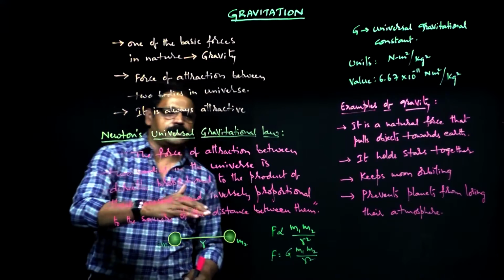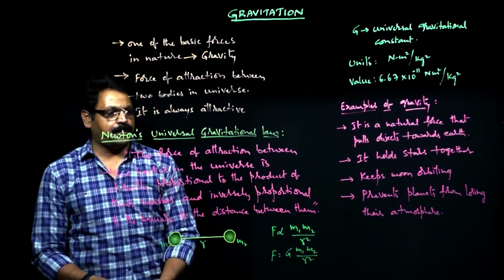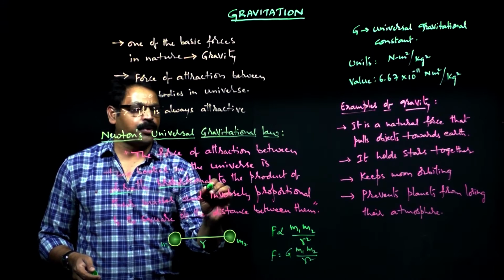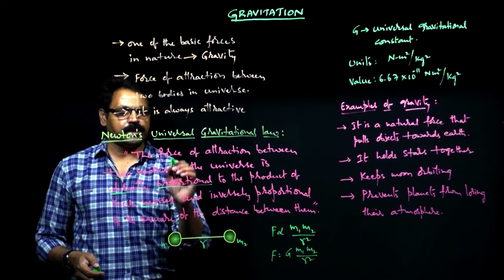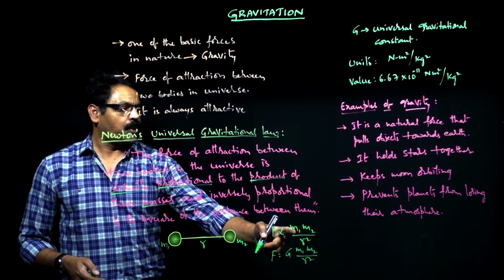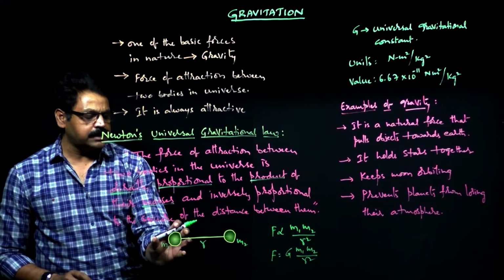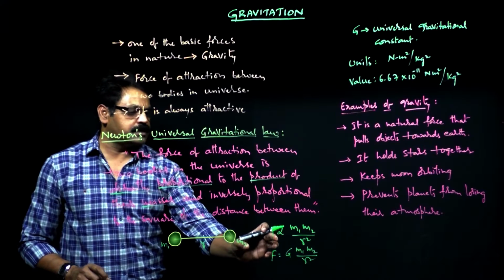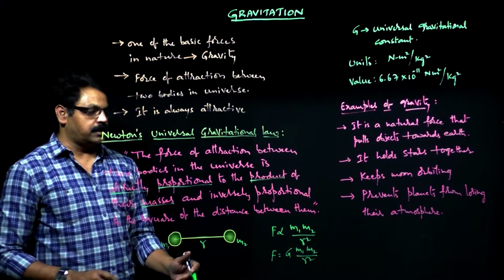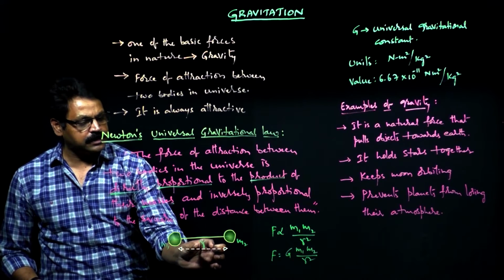Here the statement says the force of attraction between two bodies in the universe is directly proportional to the product of their masses. So F is directly proportional to the product m1 and m2. Mass m1, mass m2, these are the two bodies. First one mass is m1, second one mass is m2. Therefore, it is directly proportional to the product of their masses and inversely proportional to the square of the distance between them. So, between these two bodies, let us say the distance is r.